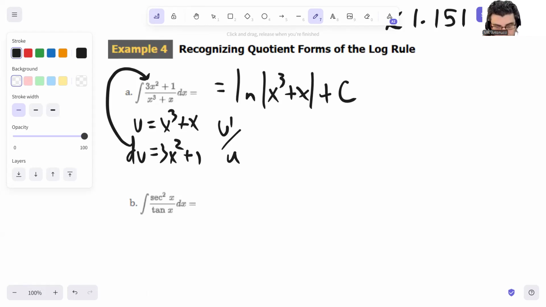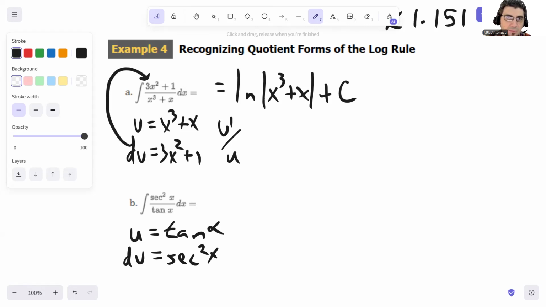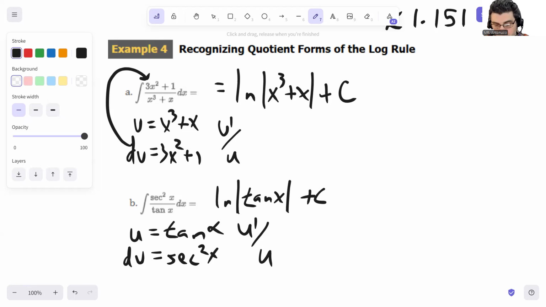For this next one, it may be a little tricky to see it at first, but secant squared over tangent x. If u is tangent, then du is secant squared. Sometimes with trig functions, you have to rewrite them in terms of sine and cosine and cancel stuff. But here you can see that secant squared is the derivative of tangent. So that's really that u prime over u, no adjustment necessary. So this is natural log absolute value of tangent x plus c for that one.